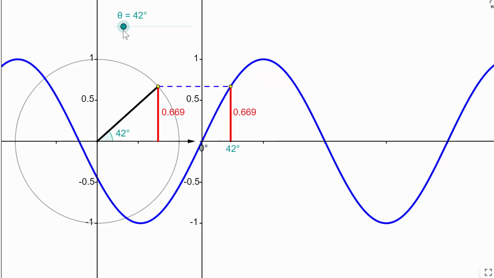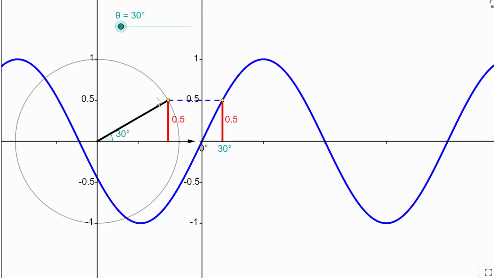Now if I start increasing the angle, let's go to 30 degrees. When I get to 30 degrees, this height is 0.5. You can see it mapped there. So as we increase the angle here, we're going up in terms of the y-coordinate here. So P is now at the point 30 degrees, 0.5. So what we're doing over here with the graph is we're using the angle as the x-coordinate and the sine of the angle, 0.5 in this case, as the y-coordinate.